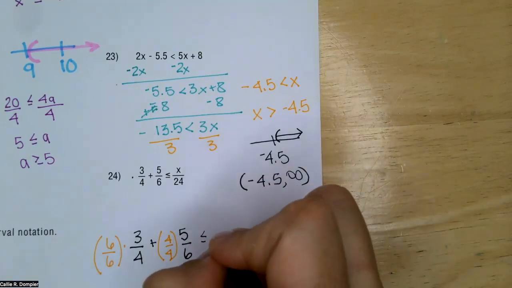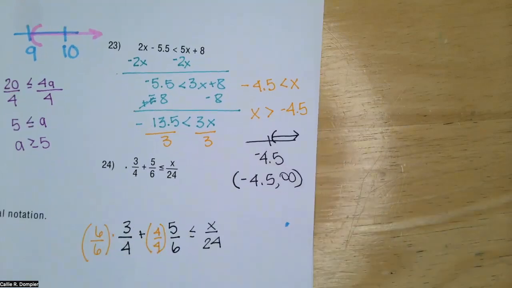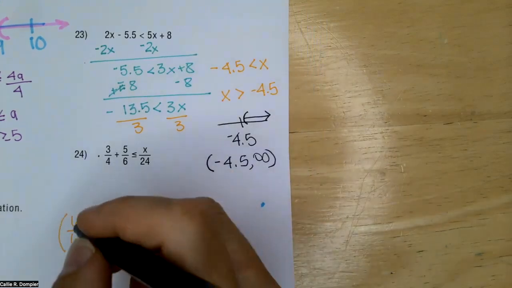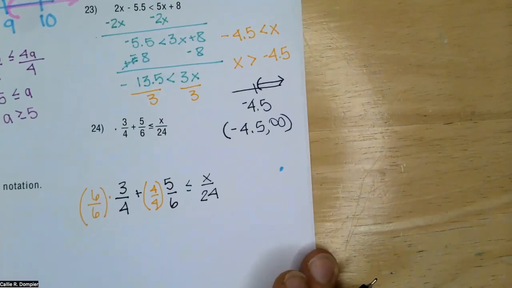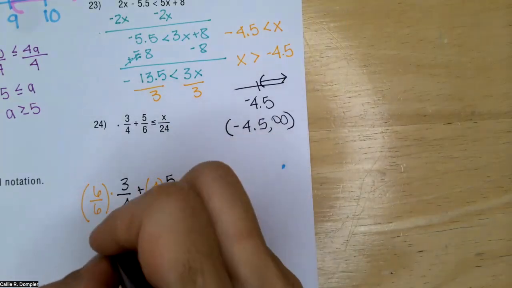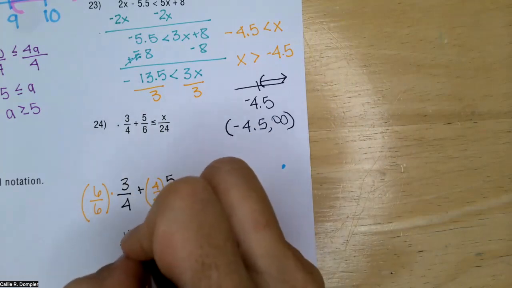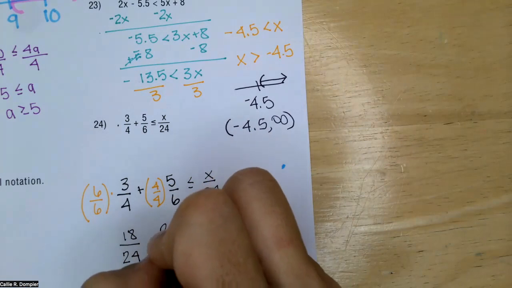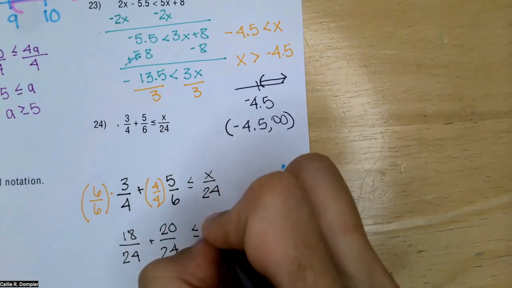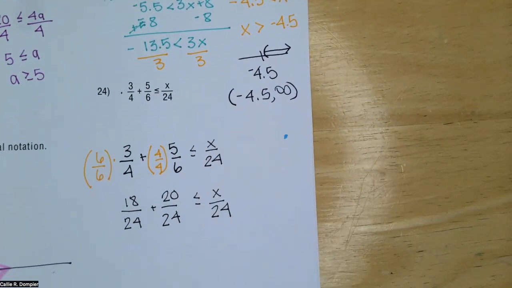Less than or equal to, this one doesn't change, right? 6 times 3 is 18. 18/24 plus 4 times 5 is 20/24 less than or equal to x over 24. Now we can add those.